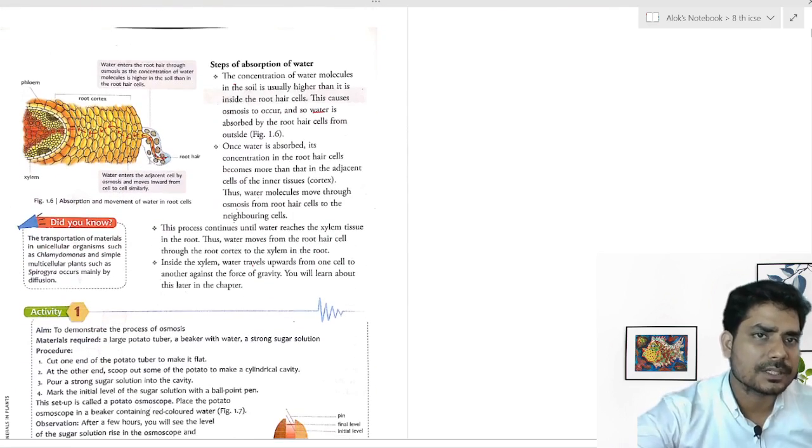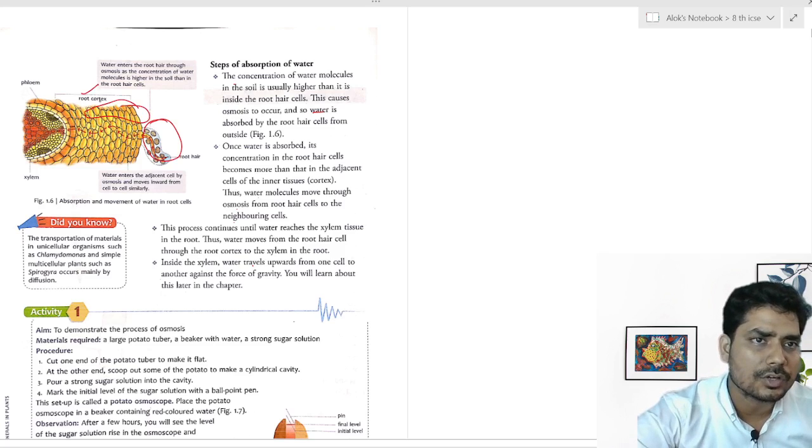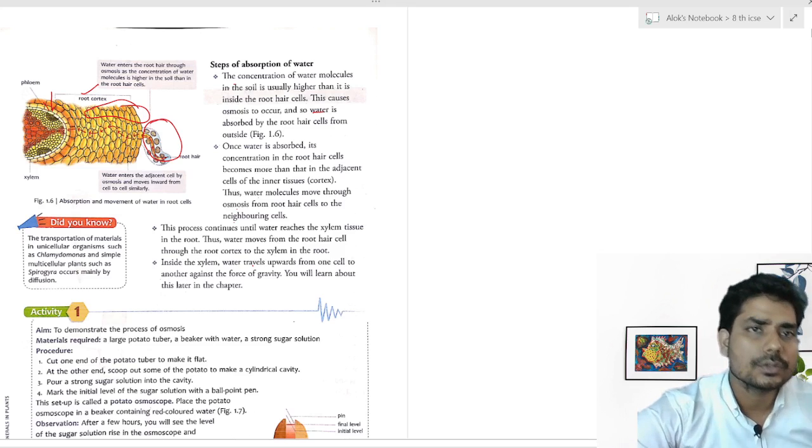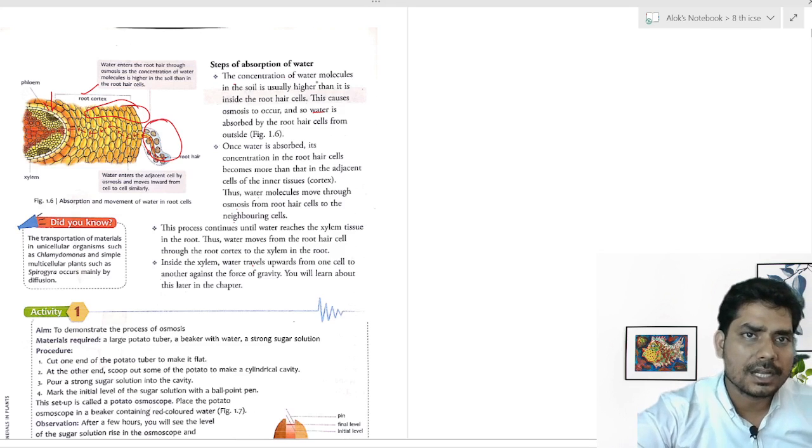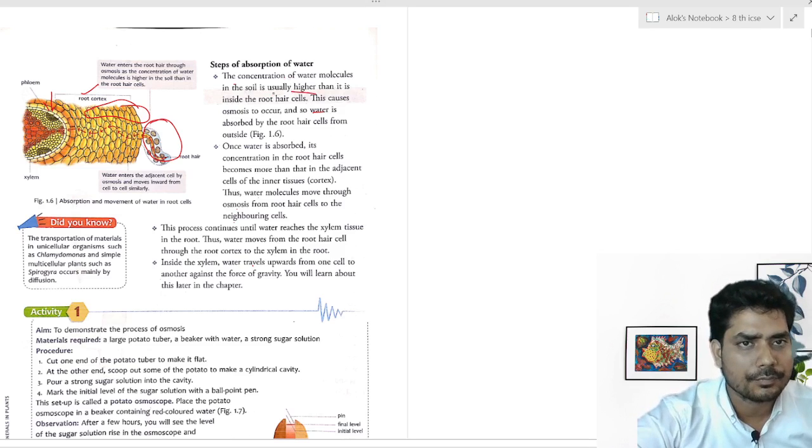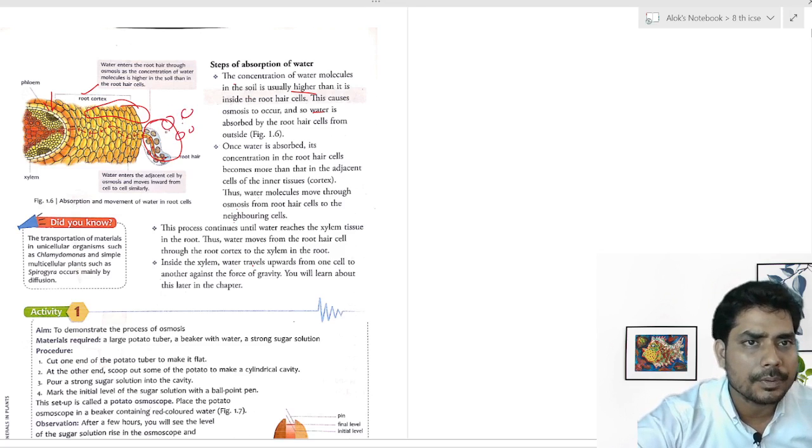Steps of absorption of water. What do you mean by this? There is a root hair and there are many cells which are known as root cortex, and this is the epidermis, after that phloem, then xylem, then vascular tissues. Okay, so the concentration of water molecules in the soil is usually higher. We know that the concentration of water in the soil is higher as compared to root hairs. Definitely, here there are soil particles, so the water and minerals are in greater amount as compared to the cells of the plant roots.